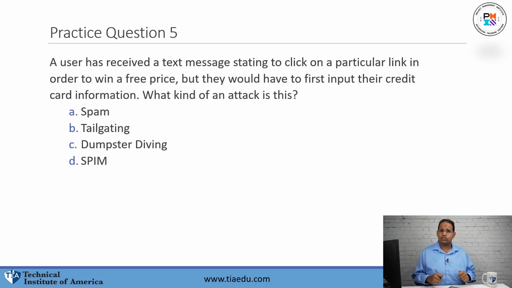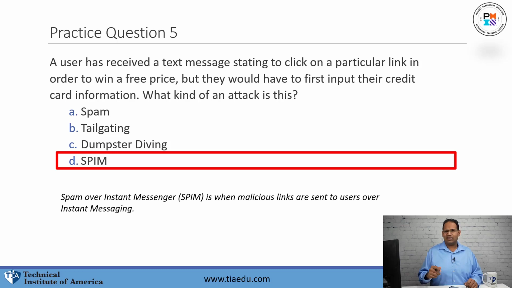Practice question 5. A user has received a text message stating to click on a particular link in order to win a free prize. But they would first have to input their credit card information. What kind of an attack is this? A, spam. B, tailgating. C, dumpster diving. D, spammer. Actually, if I take the acronym there, you're probably gonna get the answer, because that is the correct answer. All right, I kind of messed that one up.